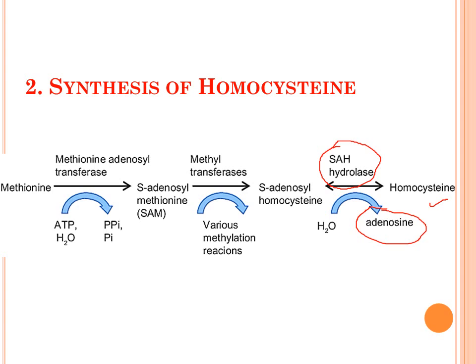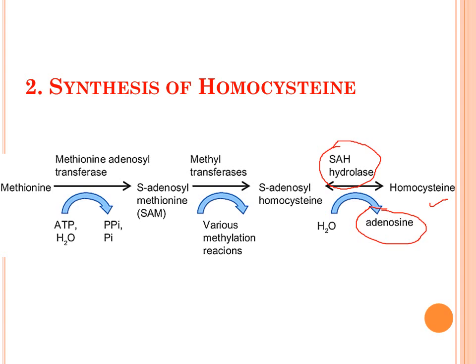Once S-adenosyl homocysteine has been formed by transmethylation, it will undergo degradation by hydrolysis. It will undergo hydrolysis in the presence of the enzyme adenosyl homocysteine hydrolase, which would release adenosine and convert it to homocysteine. So in this form, free homocysteine is going to be formed.